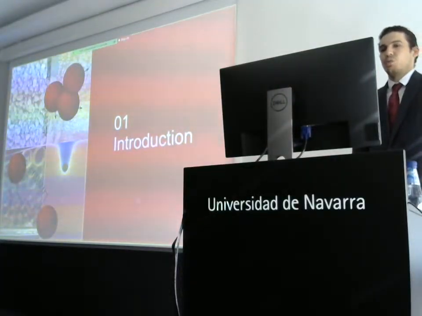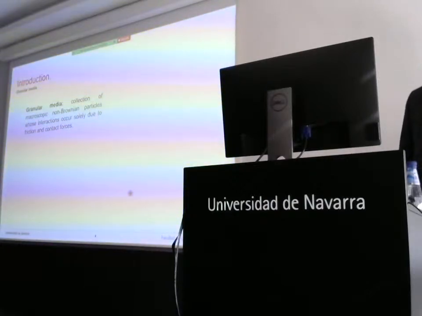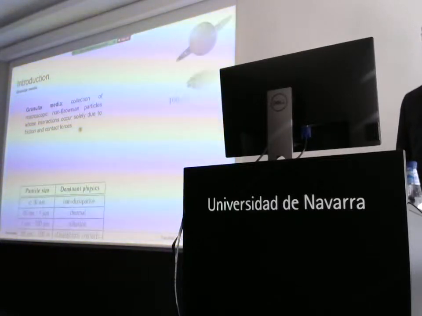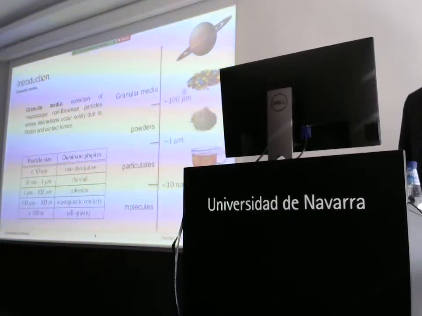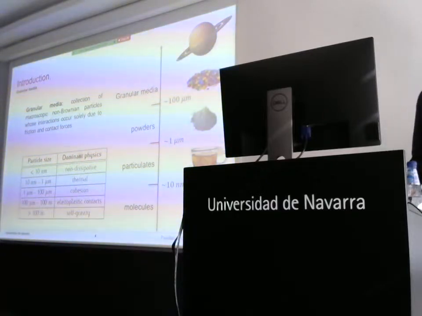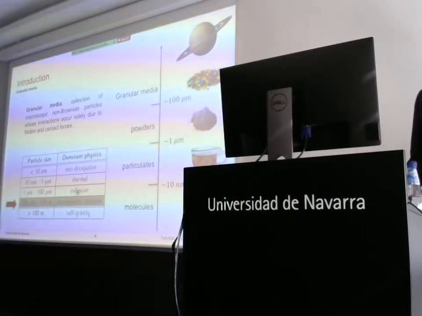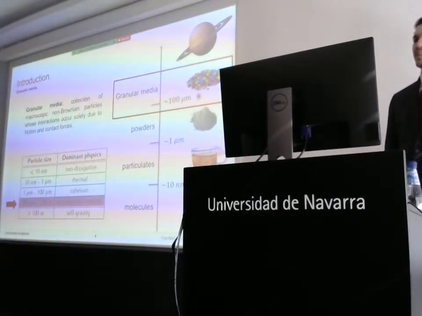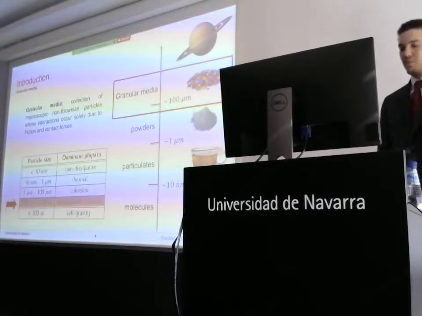So, we'll start with the introduction by defining what granular media is. Granular media is a collection of macroscopic non-Brownian particles whose interactions occur solely due to friction and contact forces. So, if we examine a portion of the different scales of nature, we can see that depending on the particle size, we can have different dominant physics. In this investigation, we will focus on this band of sizes. In this band, the particles can interact because of elastoplastic contacts. That means that we will examine materials with these sizes, for example, M&Ms.